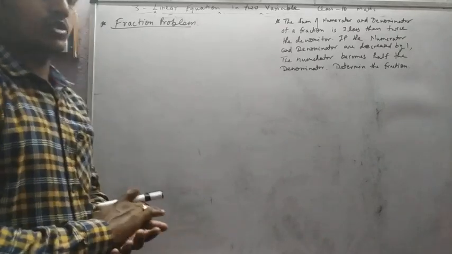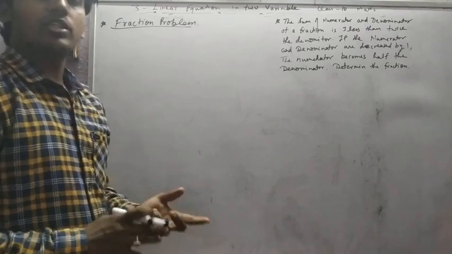So, students, let us proceed to the next topic. That is a fraction problem. You know, a fraction means a number in the form of n upon d, numerator and denominator. So you always suppose these two terms because we want two variables. You know, a two variable solution is easier than one variable.